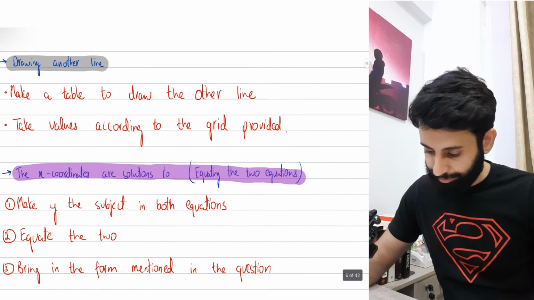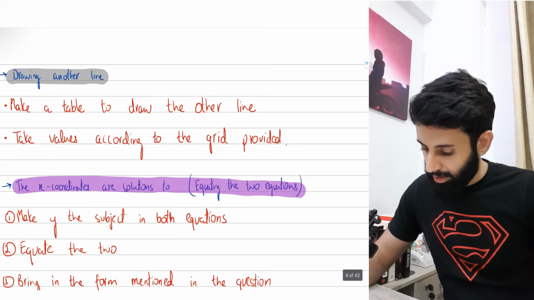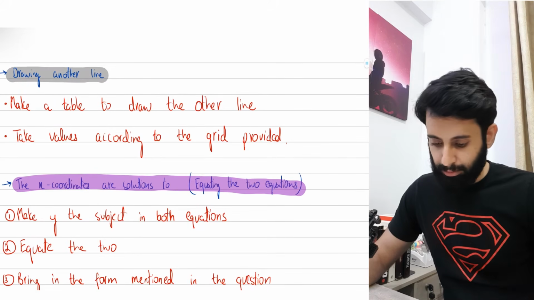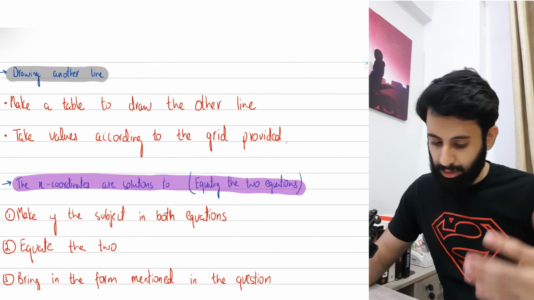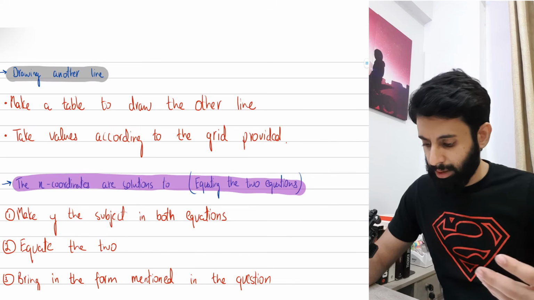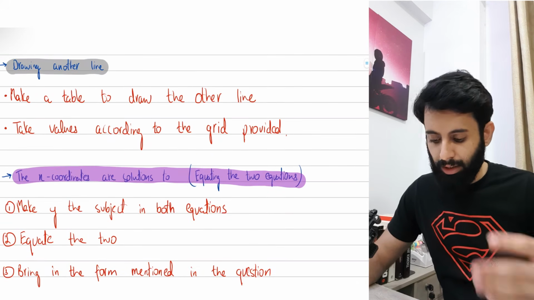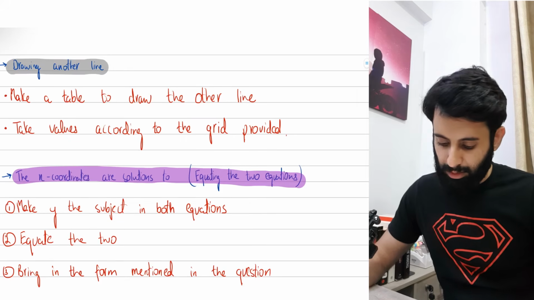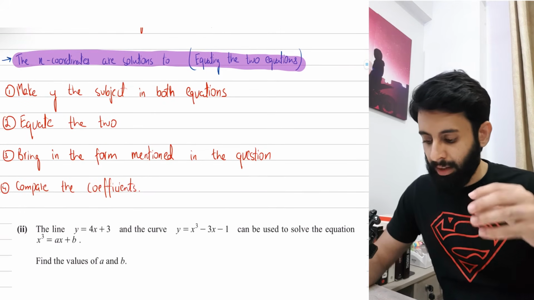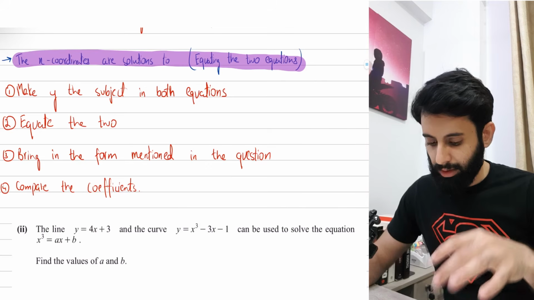Anyway, here again are some key points for you. This is something I've already elaborated on, by the way. Make a table to draw the other line when you're asked to do so, and take values according to the grid provided. Again, something I've already elaborated on. Now here's something that's very often tested.